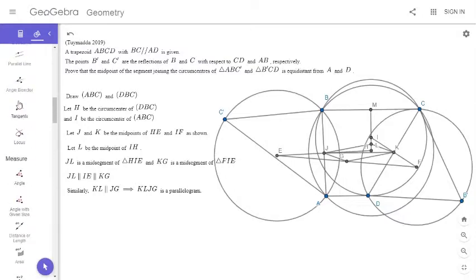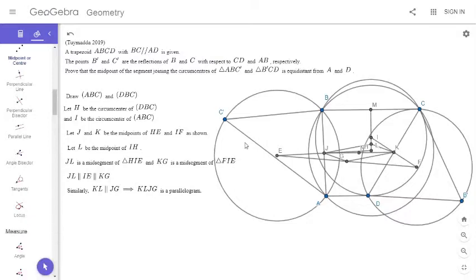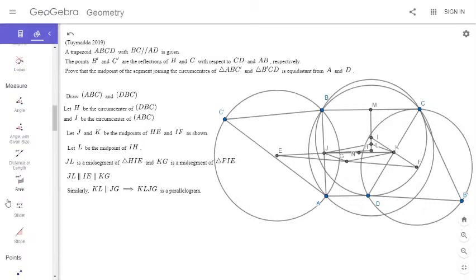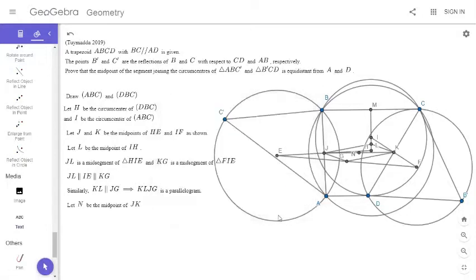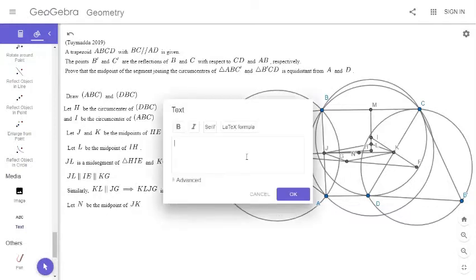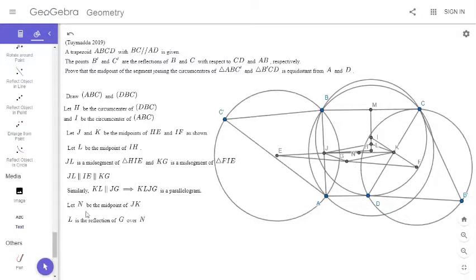So let N be the midpoint of JK. Then the reflections of A and D. So first I'll say, yeah, L is the reflection of G over N. And then let A prime and D prime be the reflections of A and D over N.